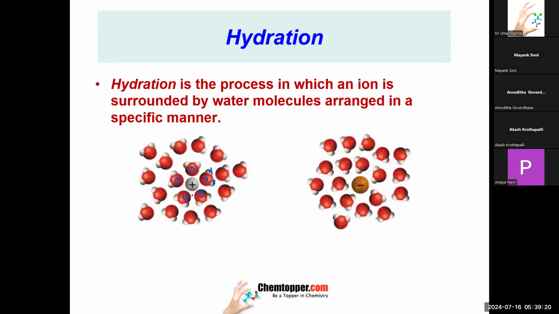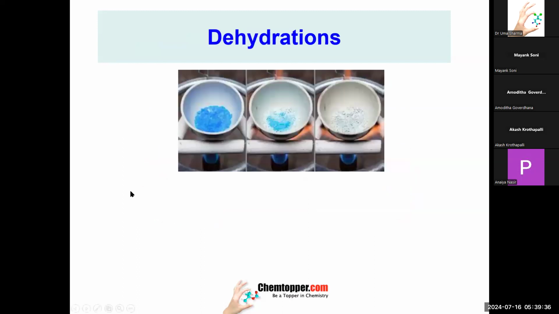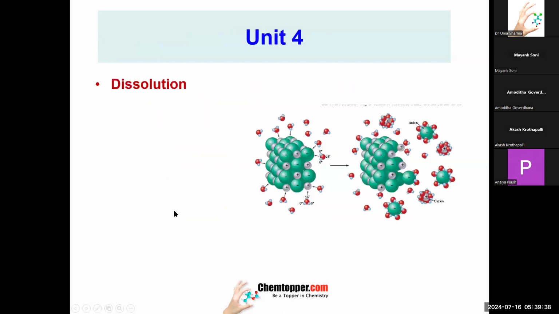Orientation is very important. This is the anion. What is this? Hydrogen, hydrogen, hydrogen. Yes. Okay, so now this is hydration.